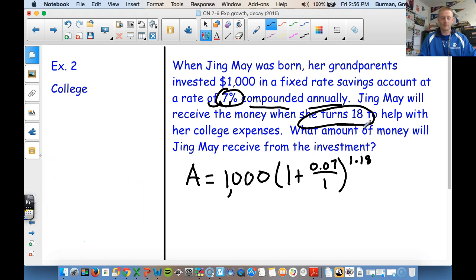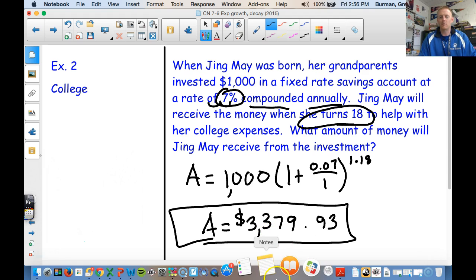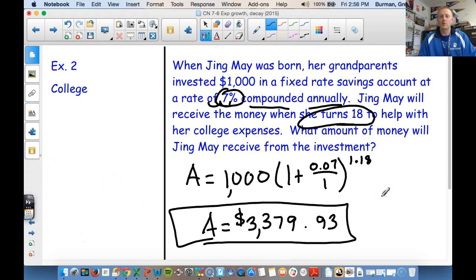So again, you'll plug all that stuff into your calculator, and we get this beautiful answer of A equals $3,379.93, rounded to the nearest penny because it's money. So we get about $33.80 if we were to round that just to be quick numbers. So she gets quite a bit of money for that $1,000 investment. So that's a pretty good deal for us, or for Jing Mei, because that's not me.